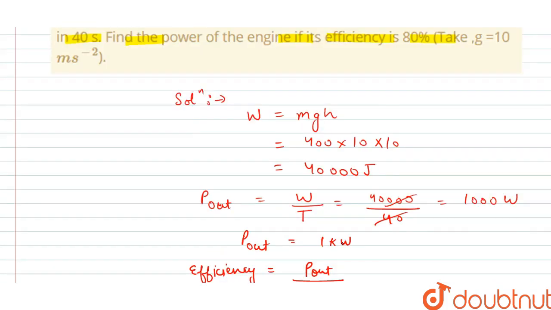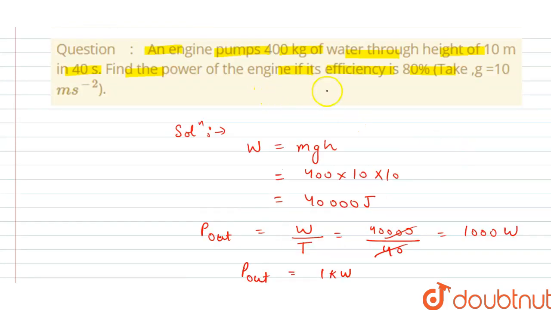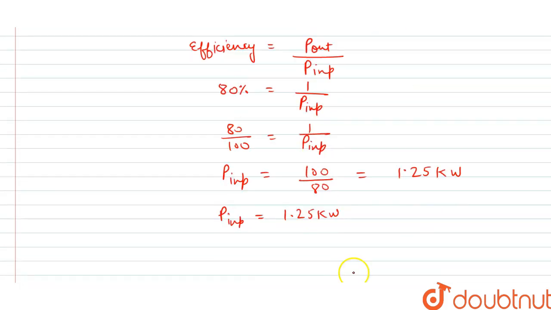So we have to find the power of the engine if its efficiency is 80%. So the power of engine will be equal to 1.25 kilowatt. So this is the final answer of our question.